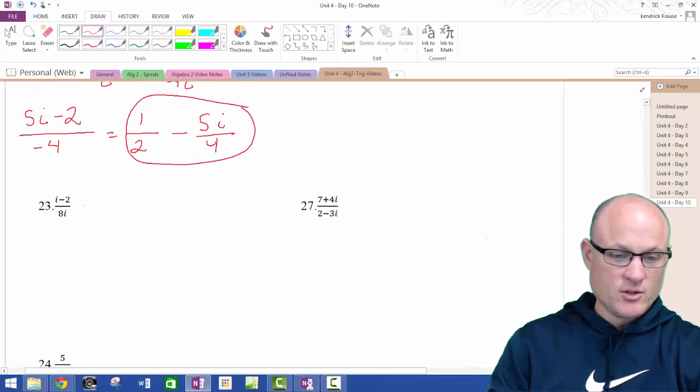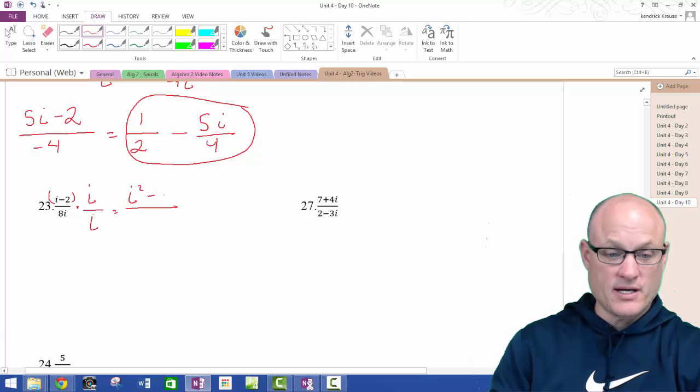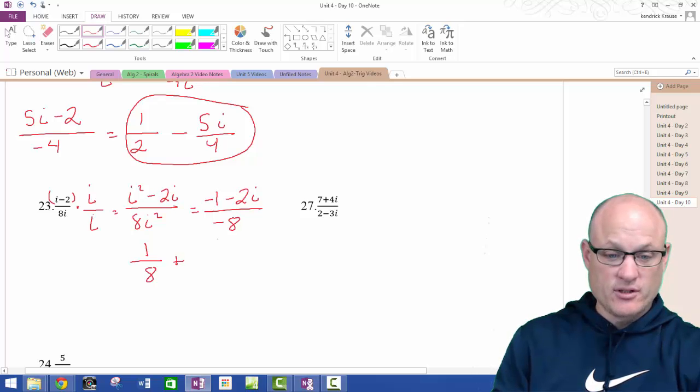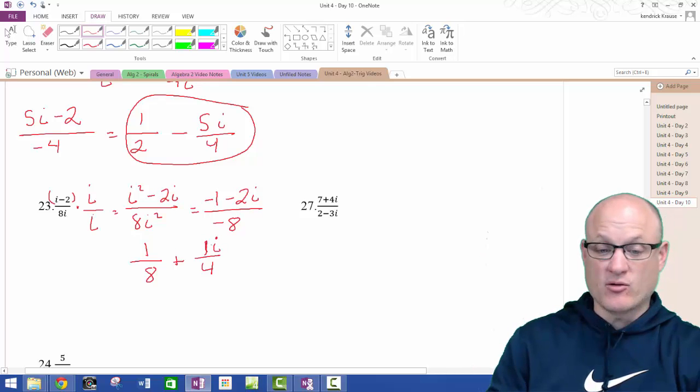Almost done. We're going to multiply by i over i. And we're going to distribute here. So I get i squared minus 2i all over 8i squared. i squared is negative 1, minus 2i, all over negative 8. Well, a negative 1 divided by a negative 8 is 1/8. Negative divided by a negative here is positive 1/4, or 1i over 4. We can just put i over 4.